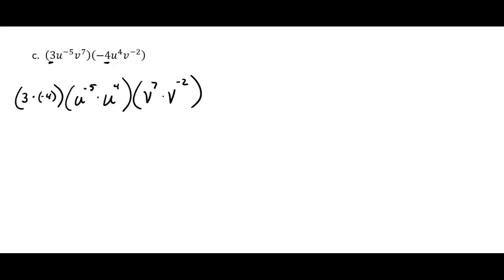All right, and now we have coefficients in front. So I have a 3 and I have a negative 4. Those all have to multiply together. So 3 times negative 4, I'll have to multiply that. Then I've got the u to the negative 5th times the u to the 4th. I'll have to do that part. And then I have the v to the 7th times the v to the negative 2. And I'll have to do that part.